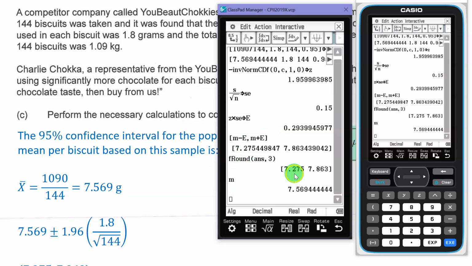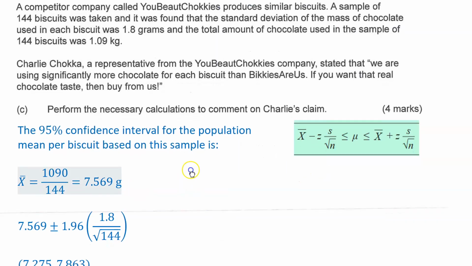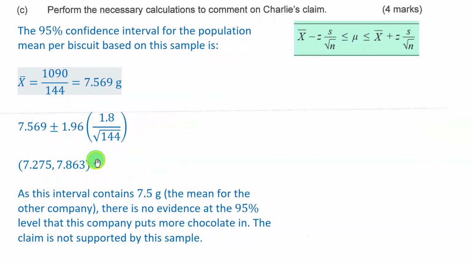Anyhow, at the end of it all, you can see there's not much evidence to suggest there is any difference. The confidence interval is 7.3 to 7.9 grams, which contains 7.5. So to finish off, we would give them the confidence interval and say, as this interval contains 7.5 grams, the mean for the other company, there's no evidence at the 95% level that the amount of chocolate in these biscuits is any different to Vicky's Biscuits.